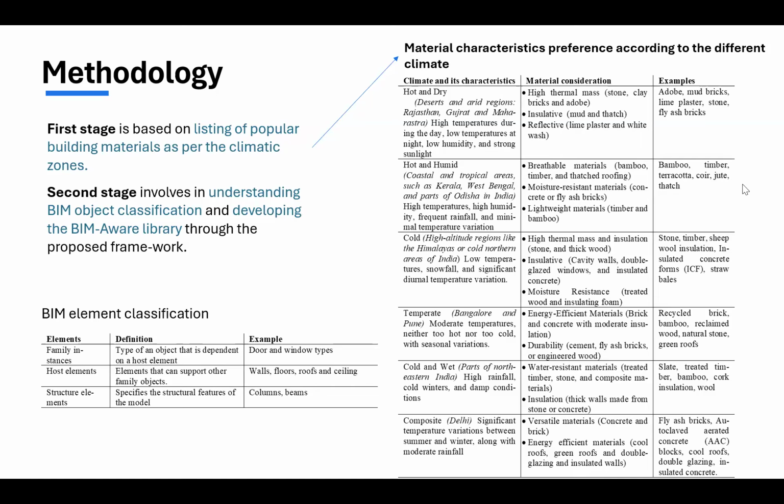Now, in the second stage, about BIM object classifications, we need to know what the different elements in the buildings are. Doors and windows are dependent on walls, so they come as family instances, as elements which are dependent. Next are your host elements like walls, floors, roofs, and ceilings, which can take additions like wall openings, such as doors, windows, fenestration, and jalis, which can be catered onto those host elements, and structural elements such as columns and beams.